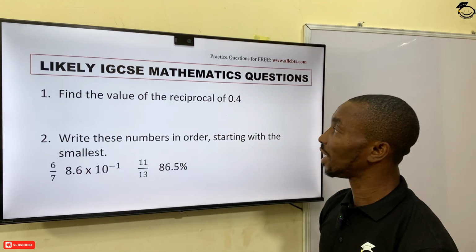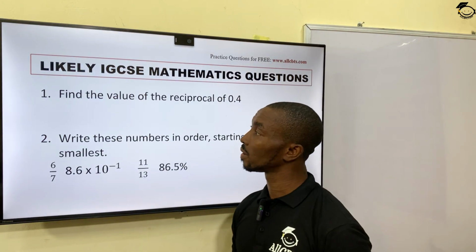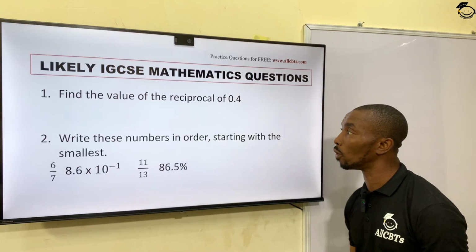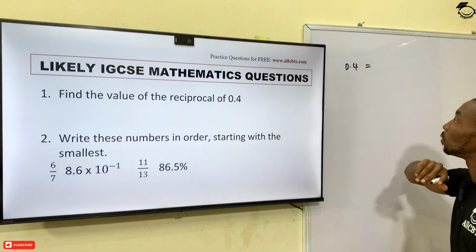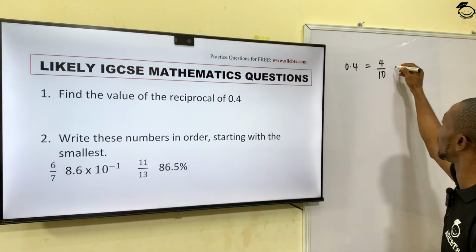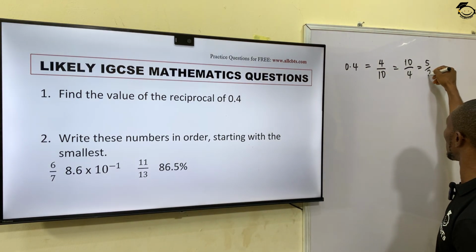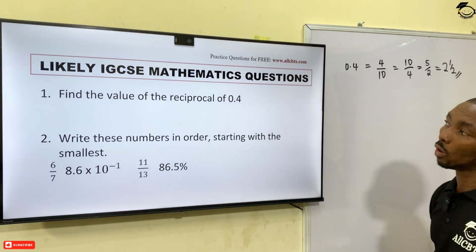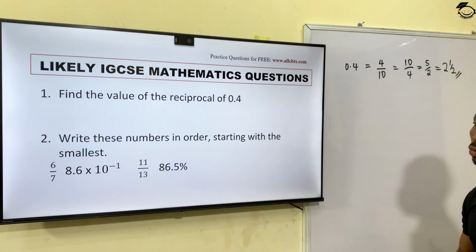Today we'll be looking at IGCSE Mathematics questions. The first question says, find the value of the reciprocal of 0.4. Changing 0.4 to a fraction gives us 4 over 10. The reciprocal of 4 over 10 is 10 over 4, which when broken down gives us 5 over 2, that is 2 and 1 over 2. So the value of the reciprocal of 0.4 is 2 whole number 1 over 2.